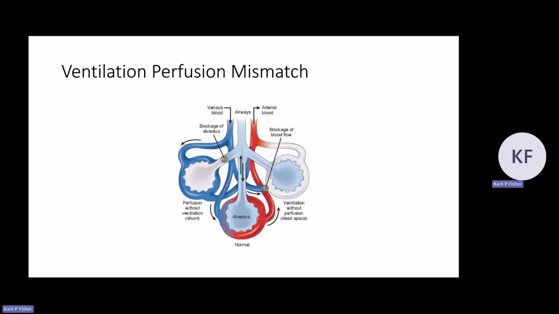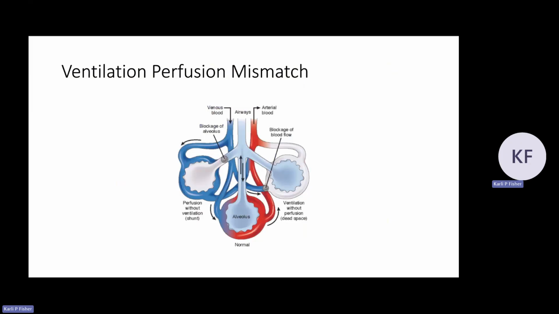Ventilation perfusion mismatch. So what we've got here, if you're looking at this picture, you can have mismatch from two things. Over here to the left in the blue, you'll see that you've got perfusion. So you're getting blood flow without ventilation. So you see where you're showing a blockage of the alveoli.